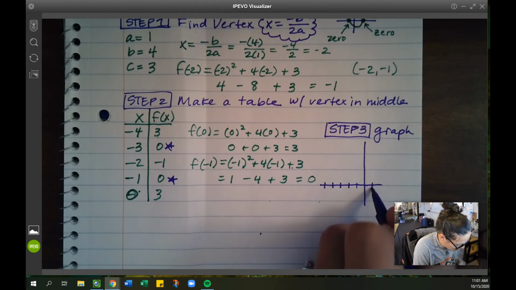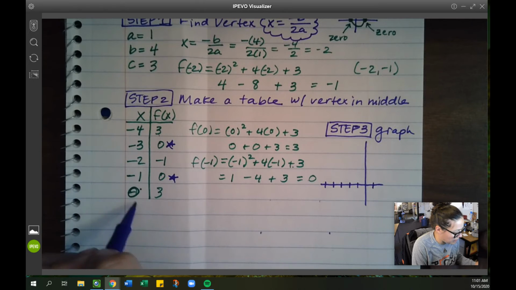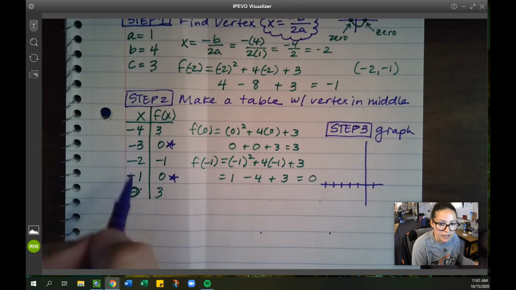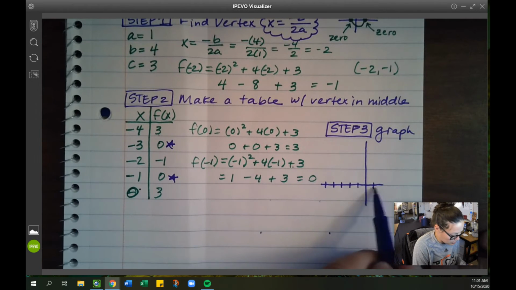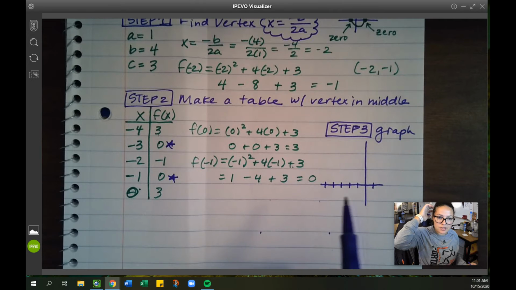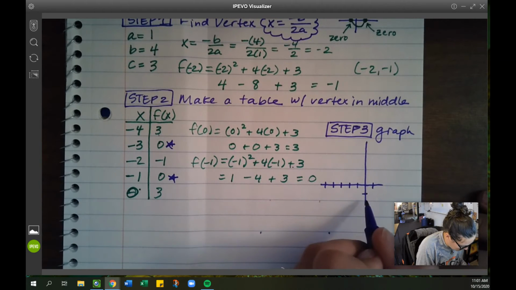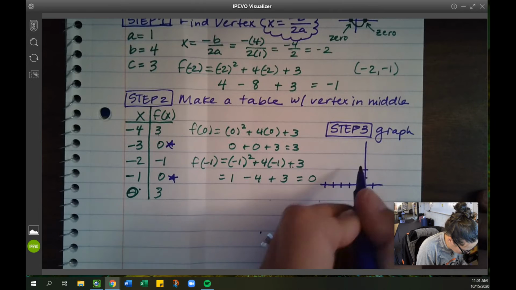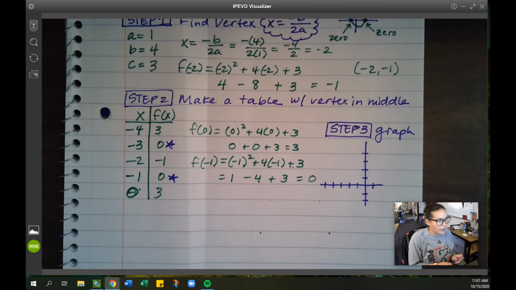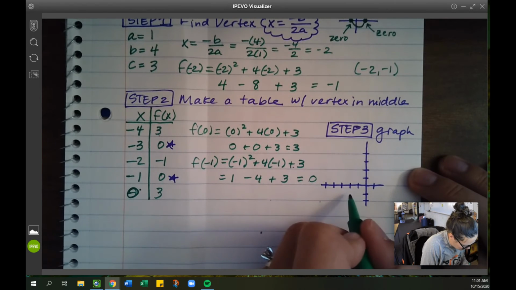Now, when I make my graph, I'm very strategic. Look at my x values, negative 4 to 0. I'm choosing mostly negative x values. Let's look at my y values. I go from negative 1 up to 3. So I can be strategic about how I make my x and y axis. I like to start with my vertex.